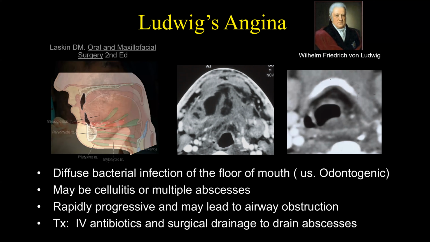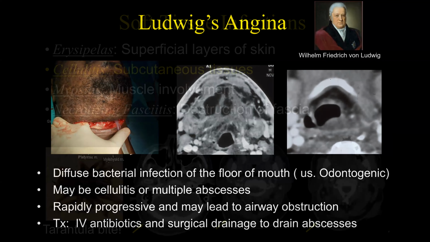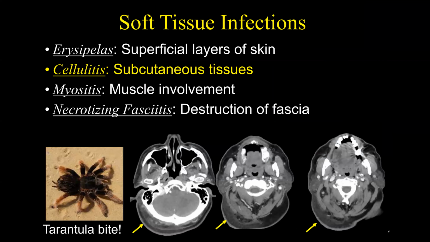And again, that's what causes that airway obstruction. And the treatment is typically a floor of mouth incision. And in this case, in the middle here, they would literally have to take either a finger or clamps and try to remove these septations and drain those multiple abscesses involving the floor of the mouth.